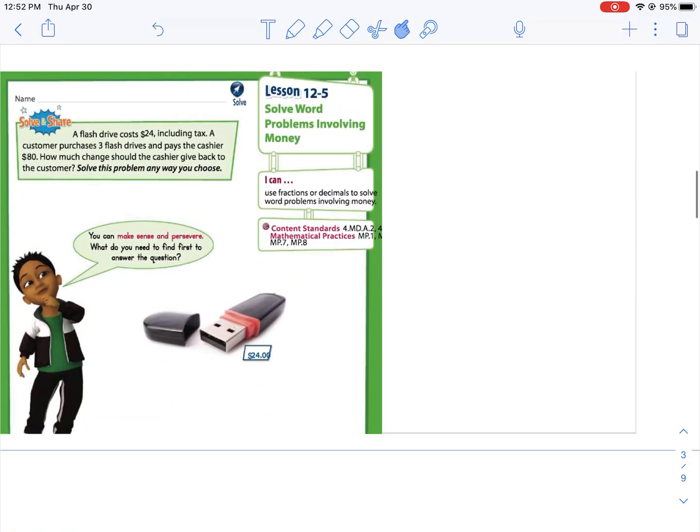So today, we're going to try this from your book. And I'm going to read it, and then I'm going to ask you to pause it so that you can try this on your own. And then we can compare answers. So I'm going to read it to you right here.